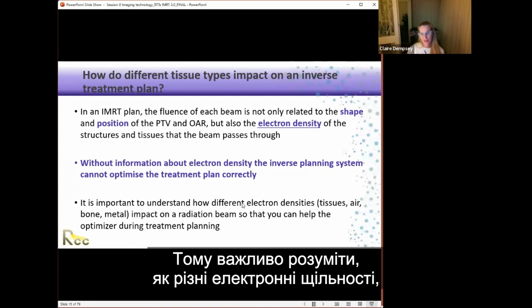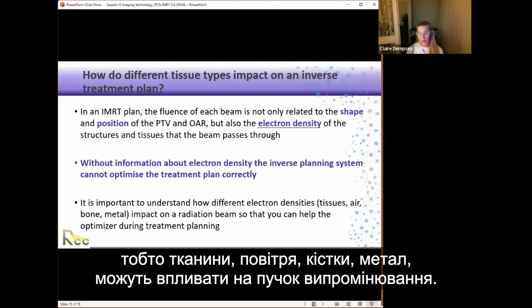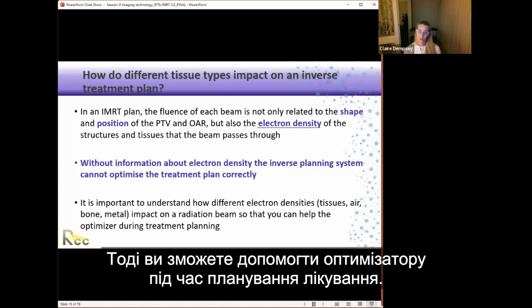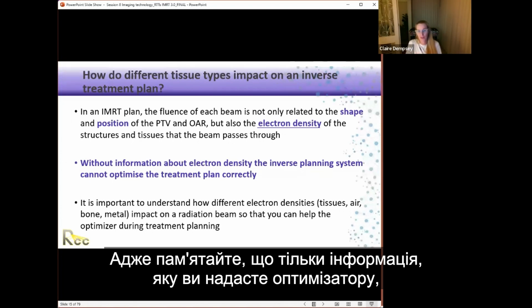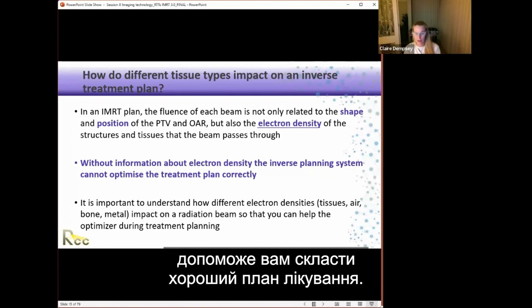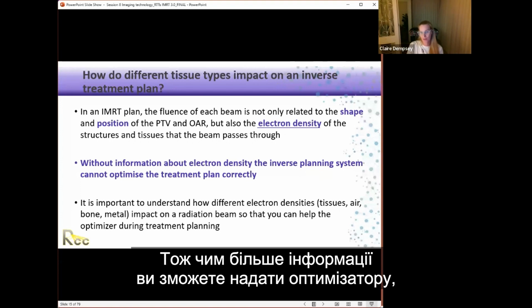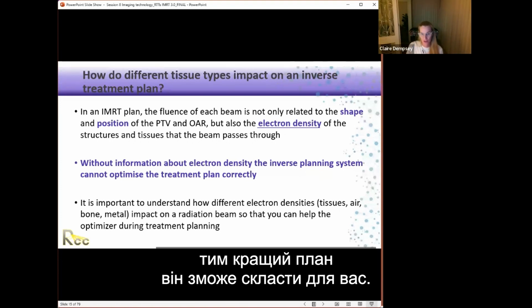So it's important to understand how different electron densities, so tissue, air, bone, metal, can impact on a radiation beam. Then you can help the optimizer during treatment planning. Because remember, it's only the information you feed the optimizer that helps you generate a good treatment plan. So the more information you can provide the optimizer, the better the plan the optimizer is going to be able to provide you as well.